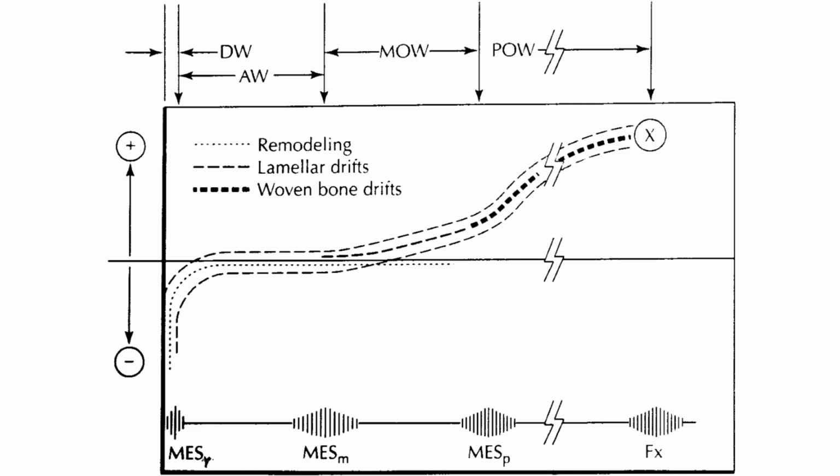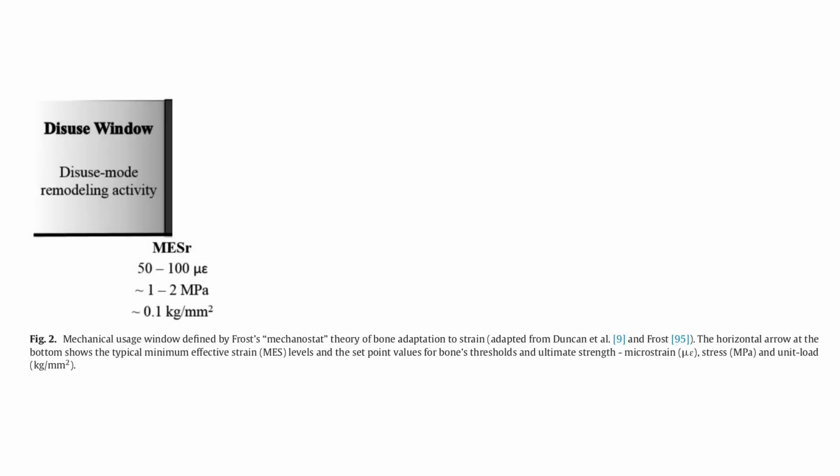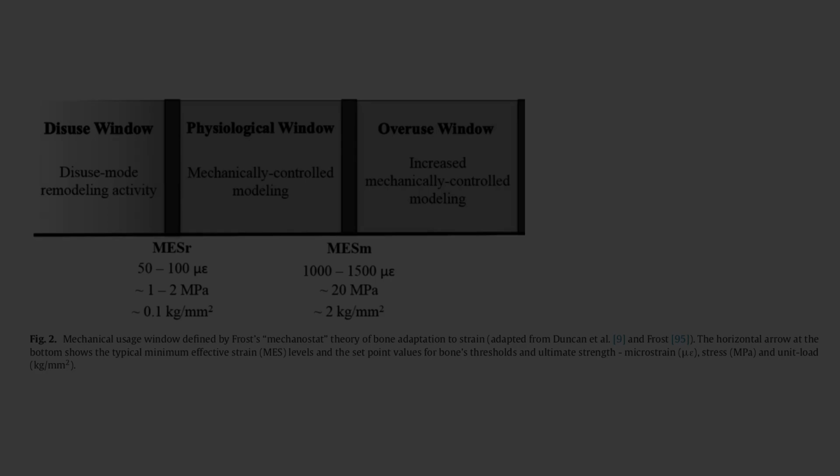certain bone to experience. Starting off with the disuse mode strain range threshold, or the MSR: if mechanical usage falls underneath MSR, the maximal disuse mode activity occurs, aka bone atrophy. So you can think of it as sort of a maintenance volume. Anything above this threshold will at least preserve existing bone, and it stands at 50 to 100 microstrain.